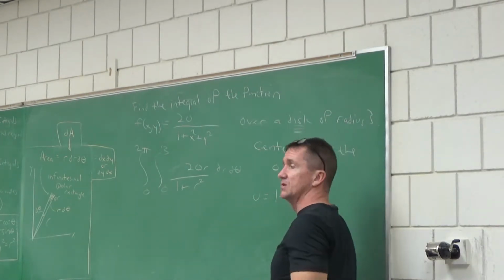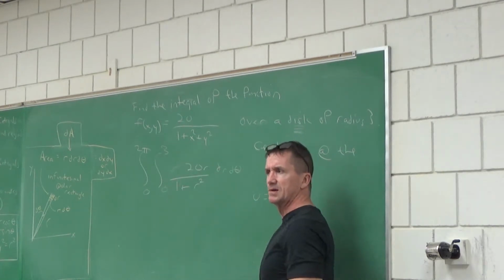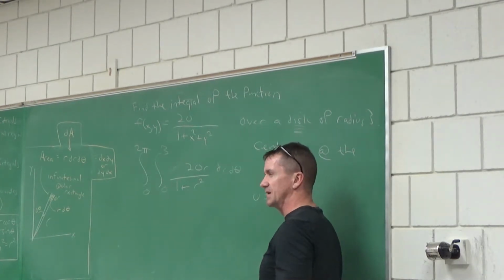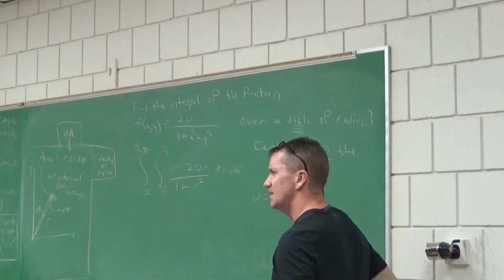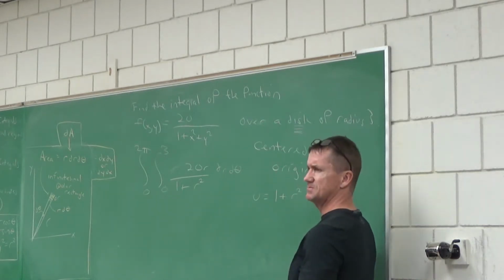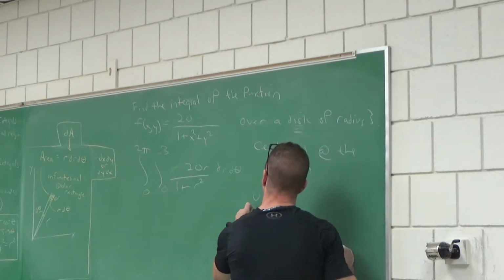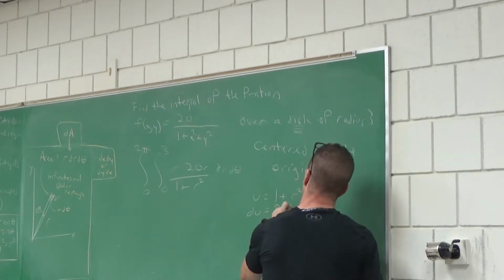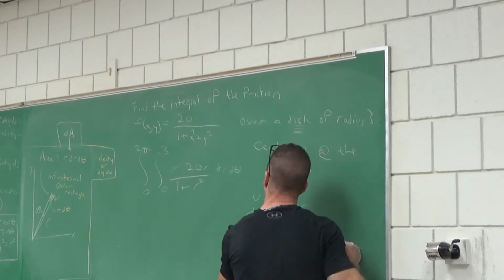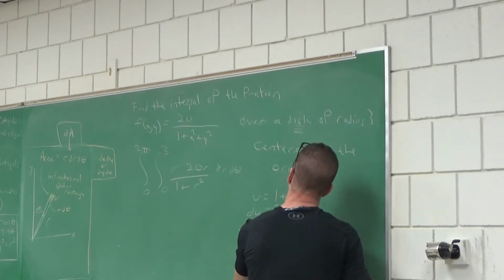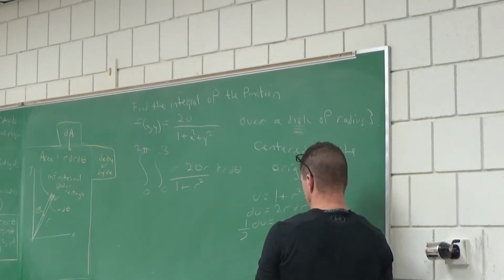That was my real purpose of doing the problem with you. I know you could have set this up properly. I wanted you to be able to deal with the integration method. Like, is that integration by parts? Or is that partial fractions? Is that a trig substitution? You're like, it's just a u-sub. du equals 2r dr. So 1/2 du equals r dr.